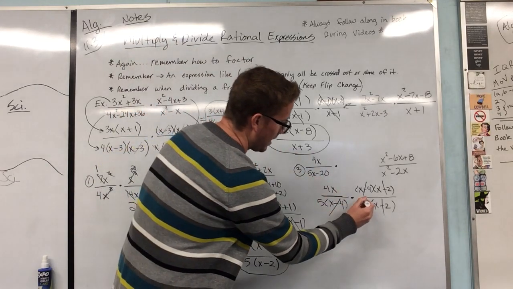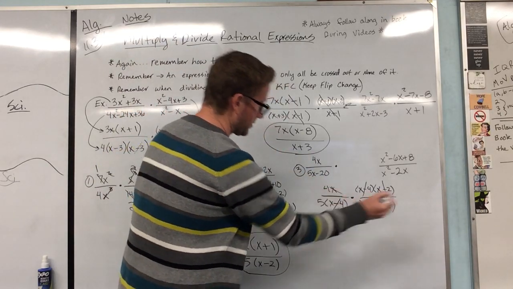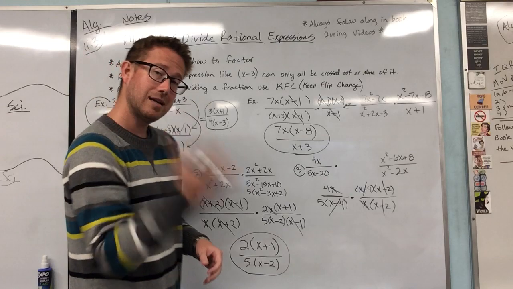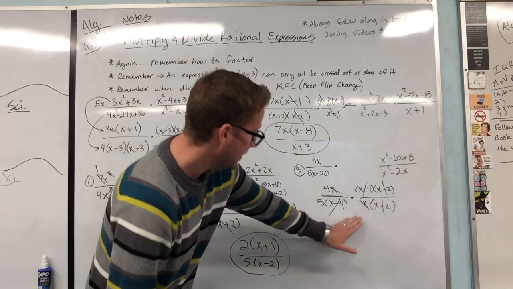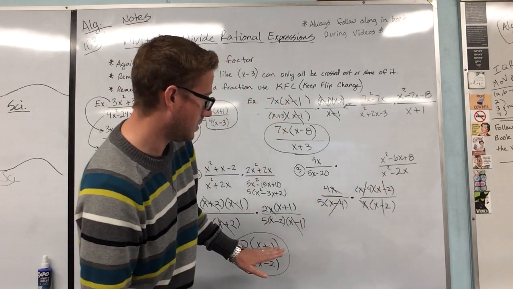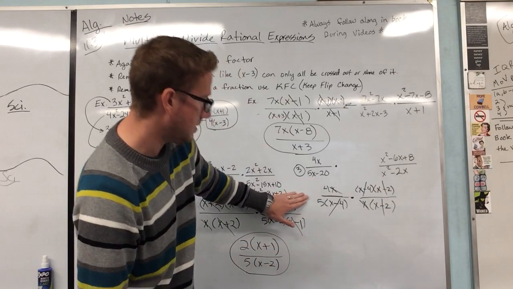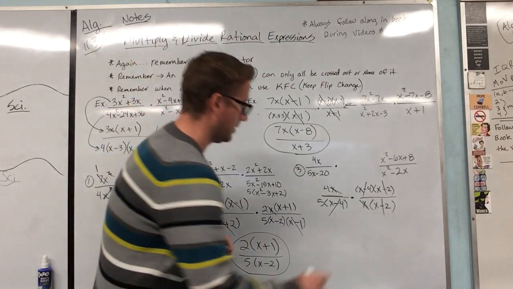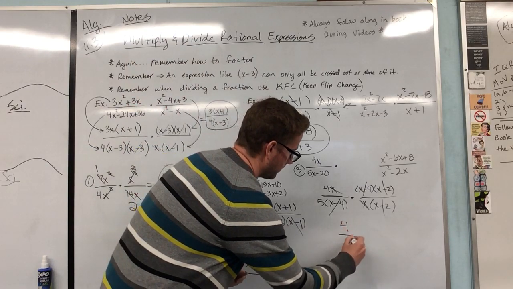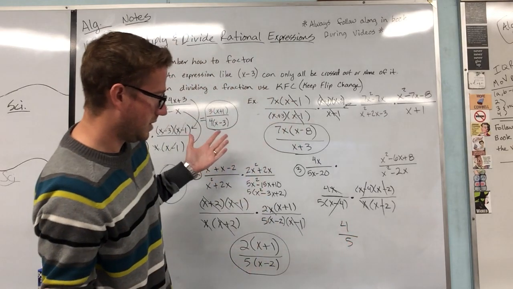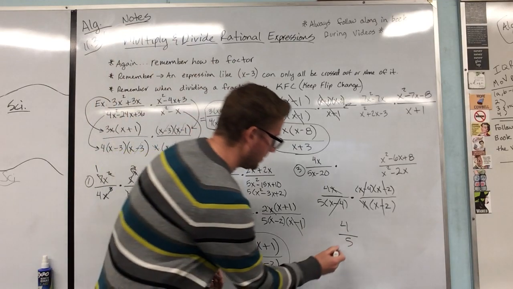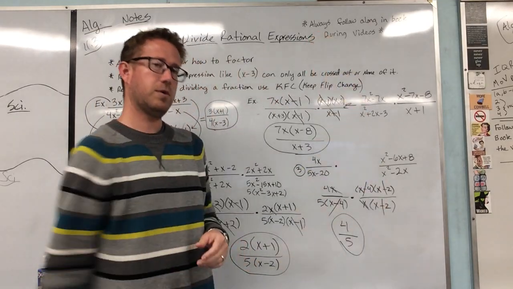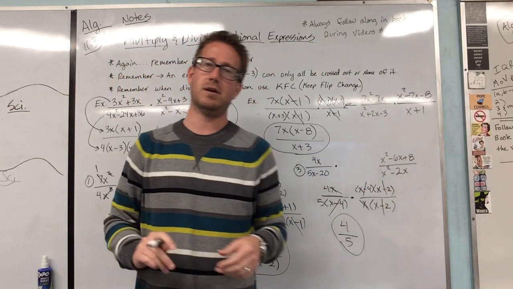I see an x over here. An x right here. That's a ton of stuff that we just chopped down. Everything on this side is gone. Everything on this side is gone except for 4 divided by 5. Is there anything that I missed? I don't think so. Boom. 4 divided by 5. There you go, guys.